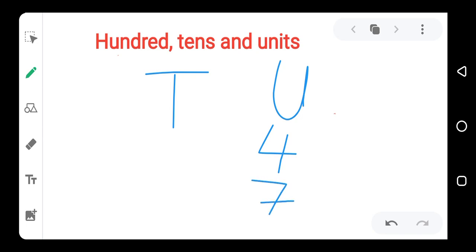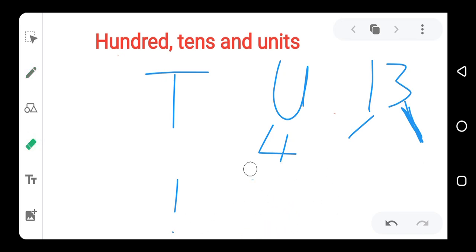Now, but if we have 1, 3, where are we going to put it? We are going to put it in 2 places. We are going to put the first one under units and the second one under tens. So 13 is 1, 3. We put the first one, which is this one, under units, and this second one, we put it under tens. So we have 3 here and we have 1 here.